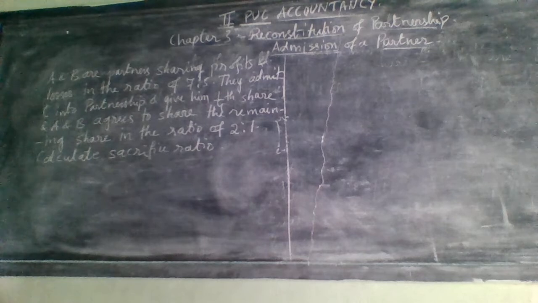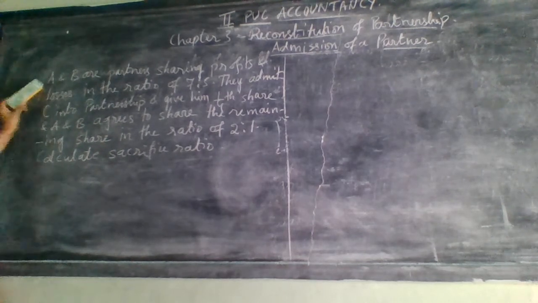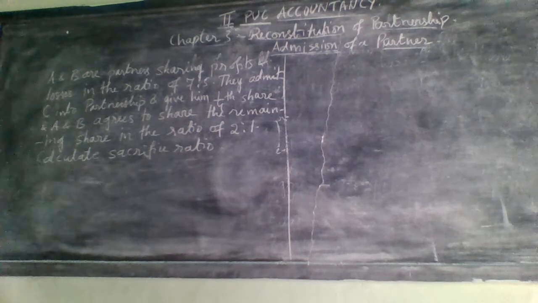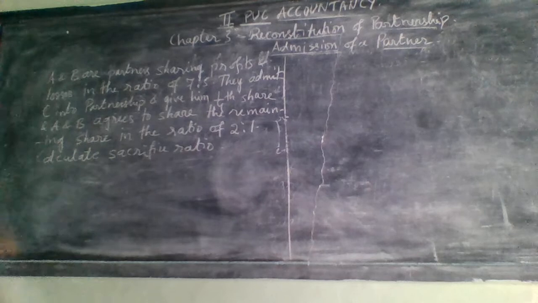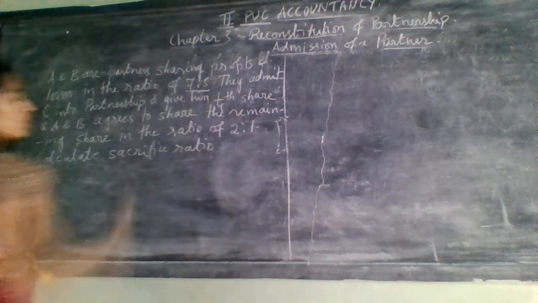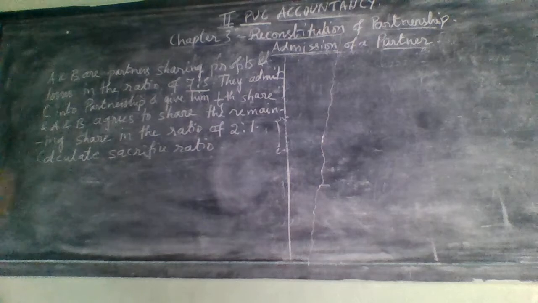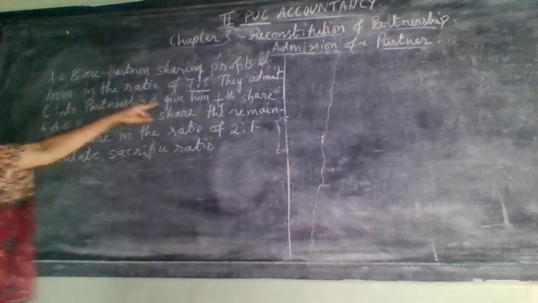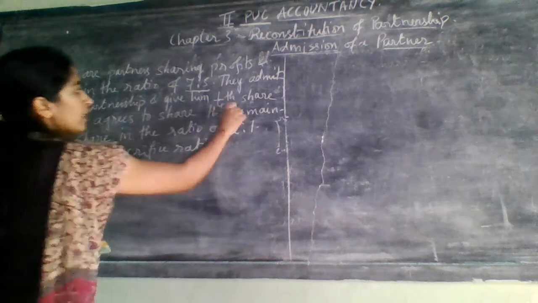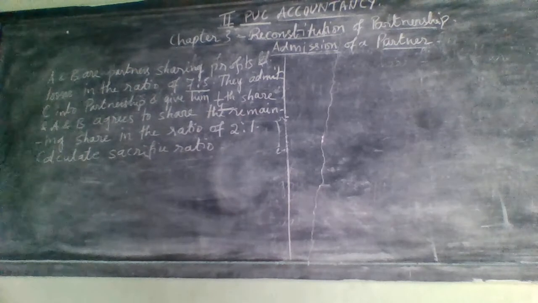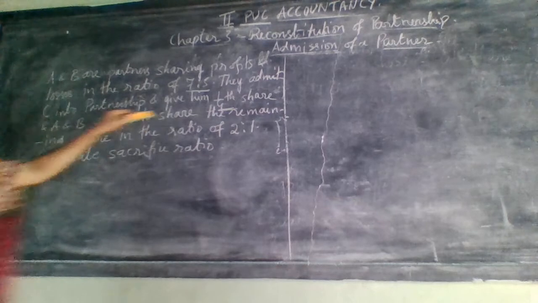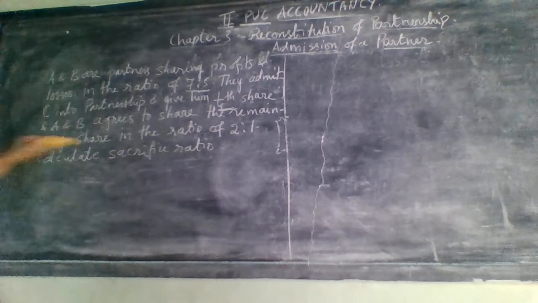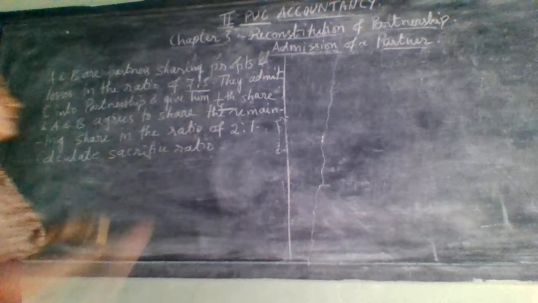Here is a problem regarding case 5. I'll read this problem. A and B are partners sharing profits and losses in the ratio of 7:5. They admit C into partnership and give him 1/4 share. And A and B agree to share the remaining share in the ratio of 2:1.